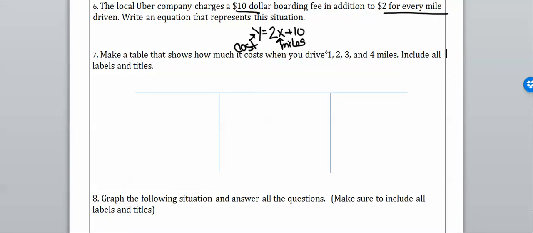Make a table that shows how much it costs when you drive 1, 2, 3, and 4 miles. So over here, this would be the number of miles, and over here would be the total cost.